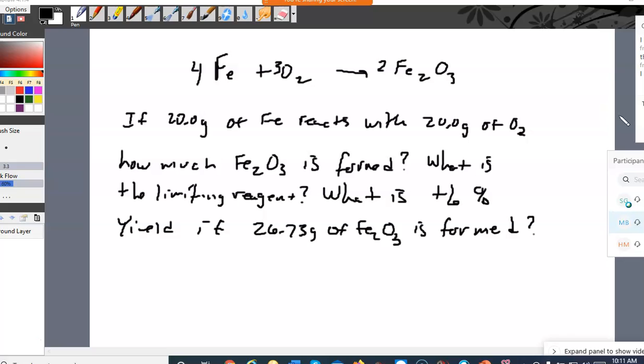Okay. So if 20 grams of iron reacts with 20 grams of oxygen, how much iron oxide is formed? What is the limiting reagent? What is the percent yield if 26.73 grams of iron oxide is formed? All right, I'll give you guys some time to work on that. That's our starting problem.